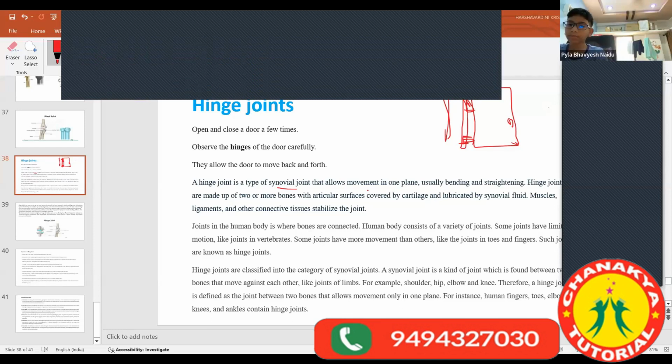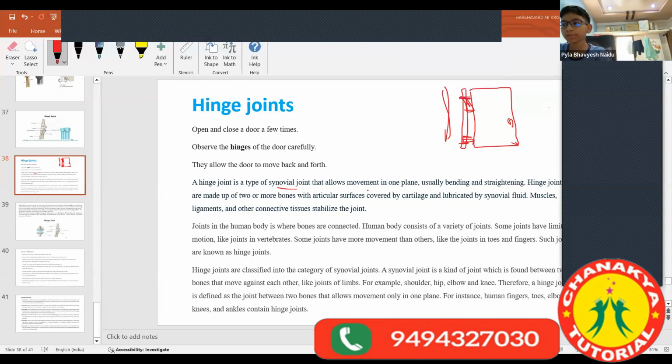A synovial joint is a joint where synovial fluid, a synovial membrane, and synovial cavities will be present, which reduce the friction over there, so we can have smooth movement in our joint. Correct, exactly.